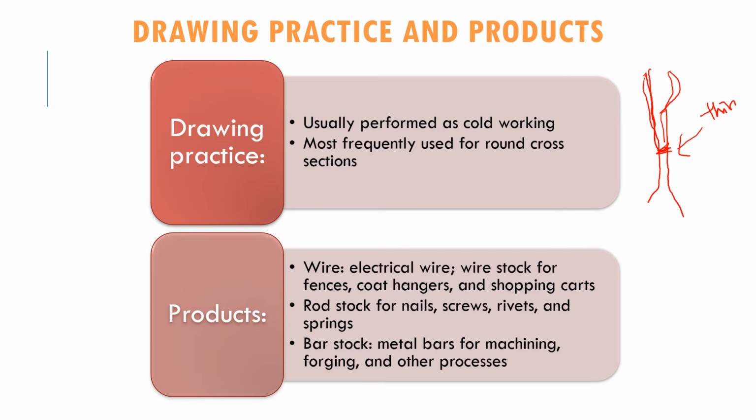This process is frequently used for round cross sections. Examples of products: in terms of wire, you can produce electrical wire, stock for fences, coat hangers, and also shopping carts. In terms of rod stock, it can be used for nails, screws, rivets, and springs. And bar stock can be used to make metal bars for machining, forging, and other processes.